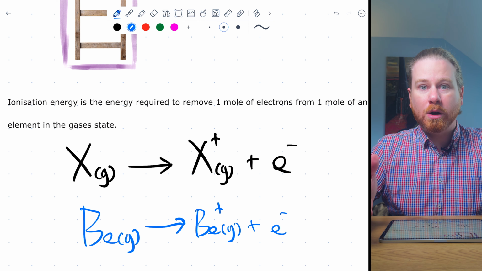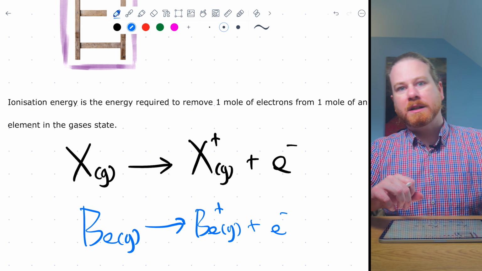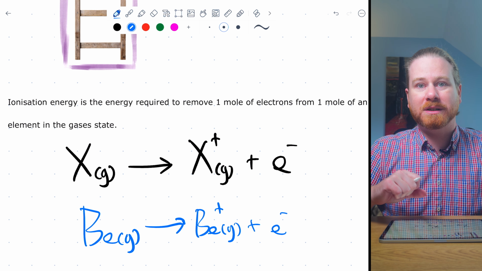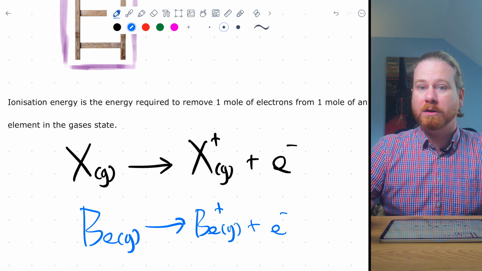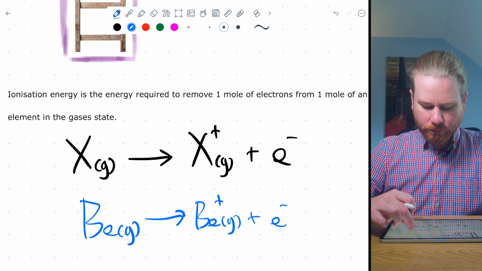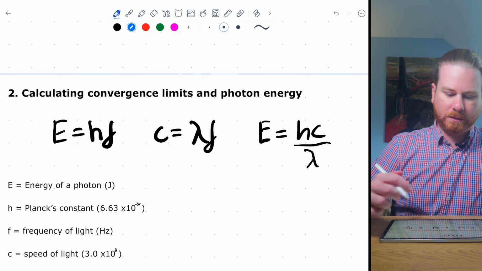Okay, so now on to the calculation. Like I said, we're going to be doing some calculations so we can figure out exactly what the convergence limit is. And if you know the convergence limit, you can then figure out the ionization energy. So here we are.